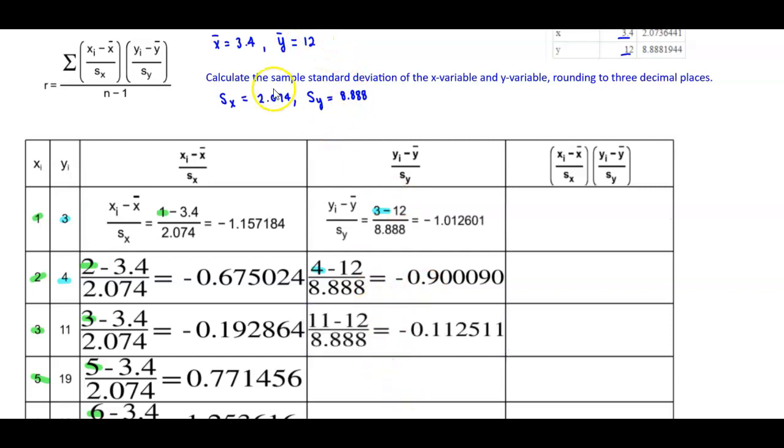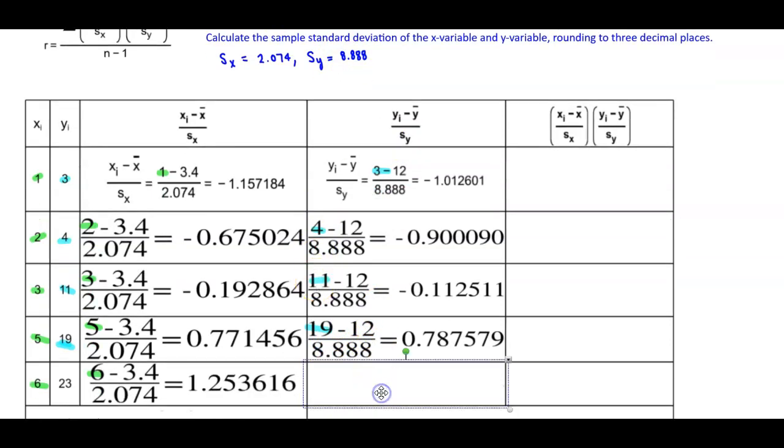And next, we're going to take the value of 11. So this is going to be 11 minus the mean of the y values over the standard deviation. And then again, we're going to take the next y value, which is 19. So 19 minus 12 over 8.888. And then the last one, we know the value of y is going to be 23. So we take 23, we subtract 12, divide that by 8.888, and therefore there's the value.